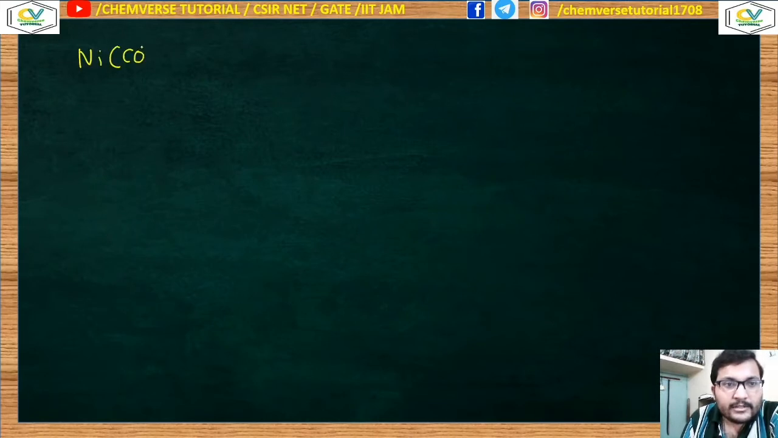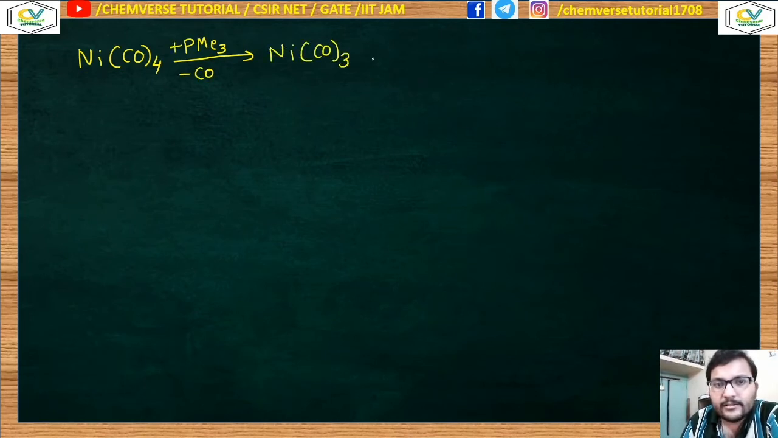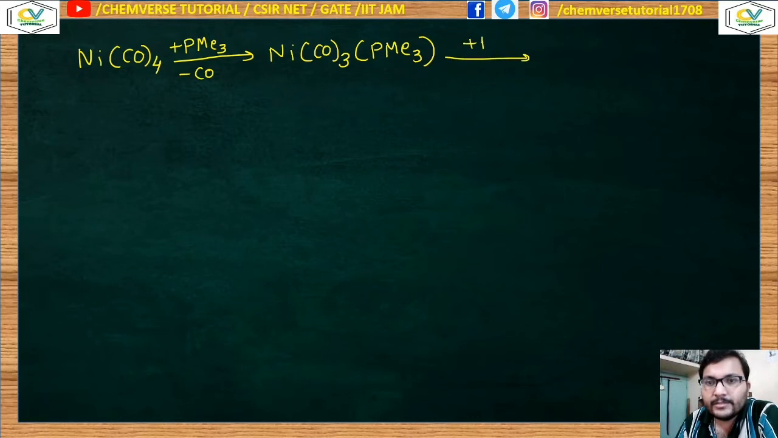I am talking about nickel tetracarbonyl. Over here, if I add PMe3, trimethylphosphine, I can get the substituted product, which is basically the mono-substituted complex. Now I am adding another molecule of PMe3.